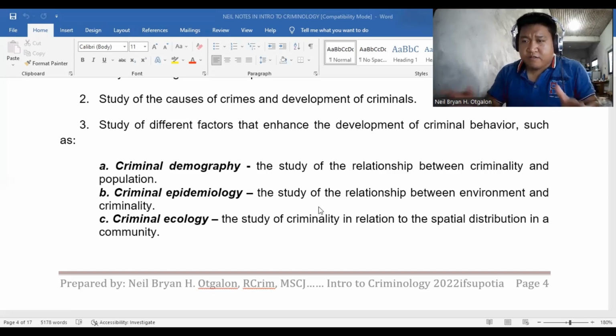Considering the ecology of a person, compared to a squatter area, as again and again, it attracts criminality because of its foundation, its nature of ecology, no? So, that is the difference there. That is what is studied in criminal ecology. Does a person's ecology have an impact on the existence of crime or not? That is what criminal ecology studies.